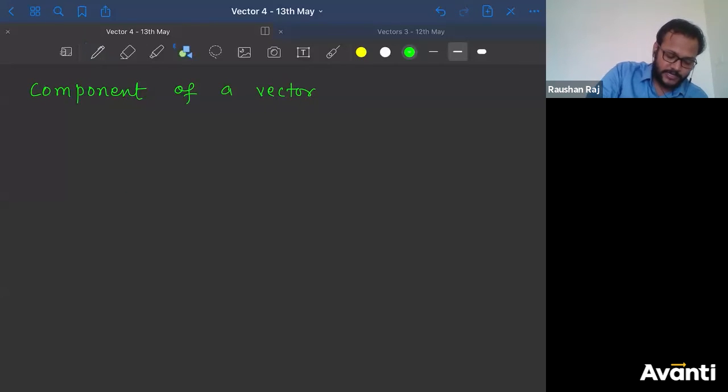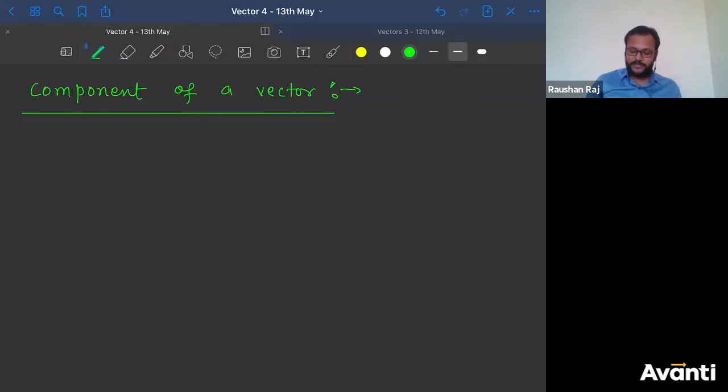See why I'm not giving you that much homework: the reason is very simple. With addition and subtraction, I don't find so many questions that I can give you just for practice. The important part of this chapter is component of a vector, resolution of a vector. ठीक है, बहुत जगह यूज होगा.